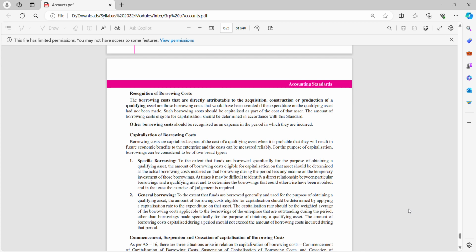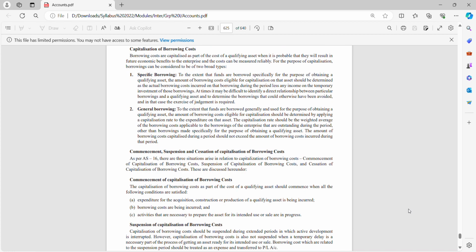So we have two types of borrowing. Specific borrowing: I am borrowing an amount to import my machinery. General borrowing is when I have borrowed an amount and that amount I can use anywhere and for anything. I can purchase a qualifying asset, I can go for any other cost also. So general borrowing and specific borrowing.